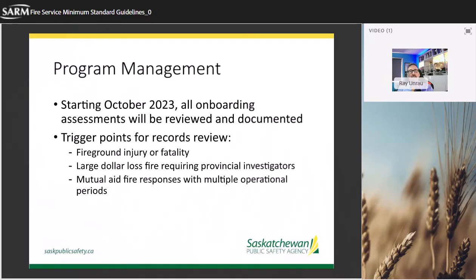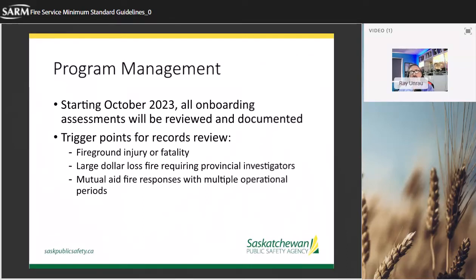So what we're going to do is have trigger points that would provide us opportunities to help your community with a service review. The first two trigger points there in the sub bullets are basically the same things that we would use to send a fire investigator to your community.